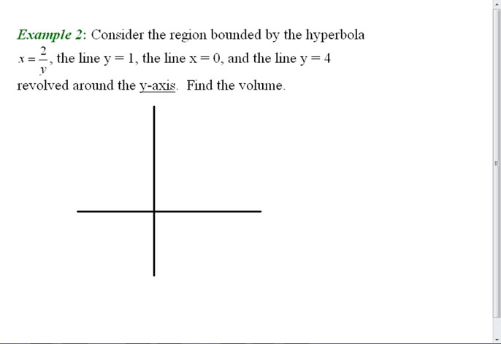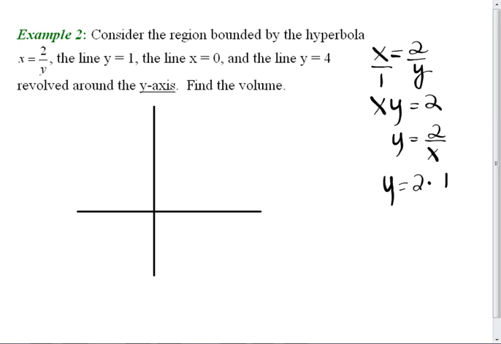And what does it look like? Well, what is this x? It says x equals 2 divided by y. I have no idea what that is. Well, you actually do. So x times y equals 2. Solve for y. 2 over x. Okay, do you realize that 2 over x is 2 times 1 over x?